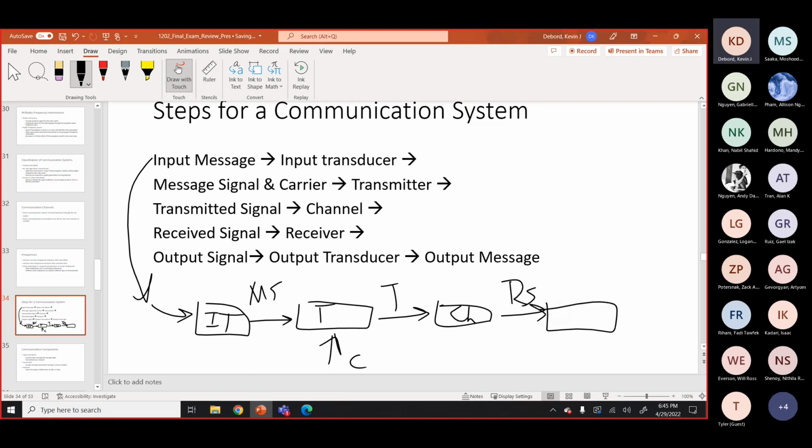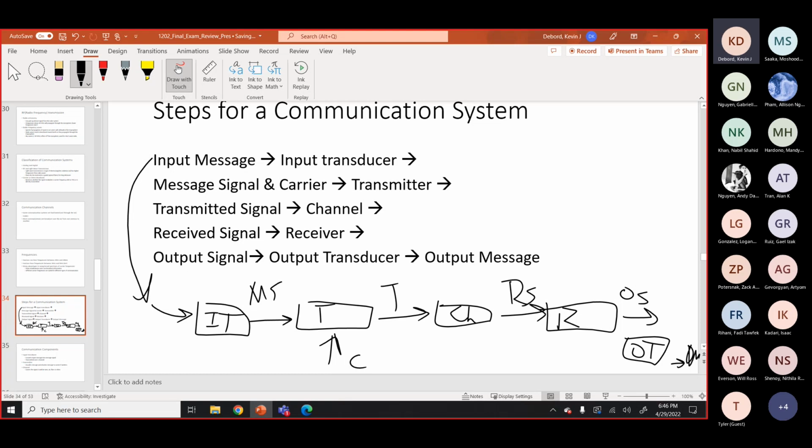I forgot to write a block. And I forgot to write another one. Output signal. That's another block down here, to the output transducer and the output message. So lots of words, right? How could you possibly remember this?